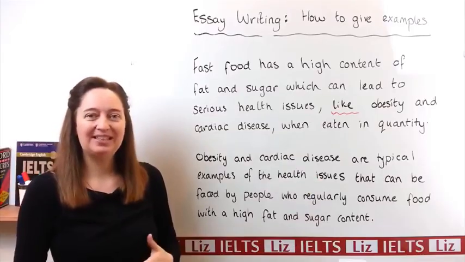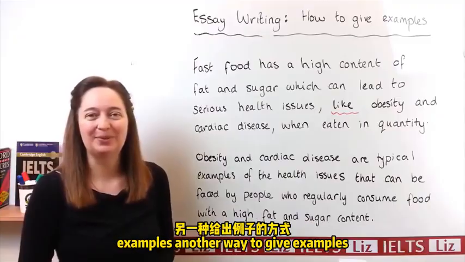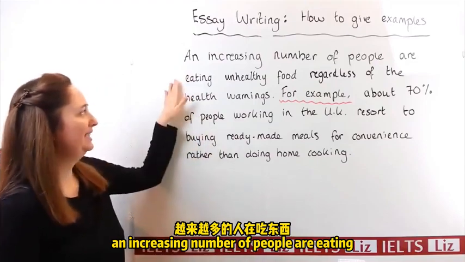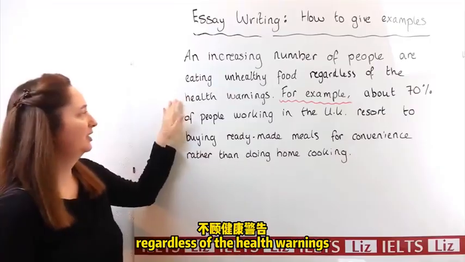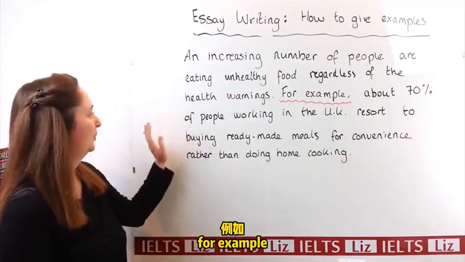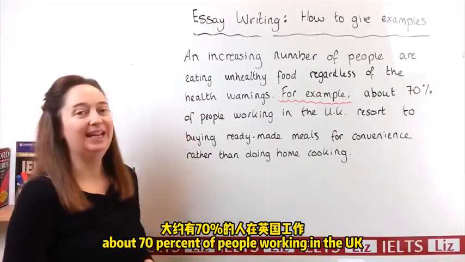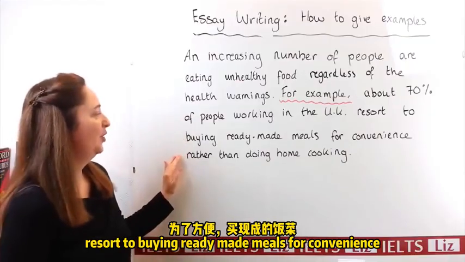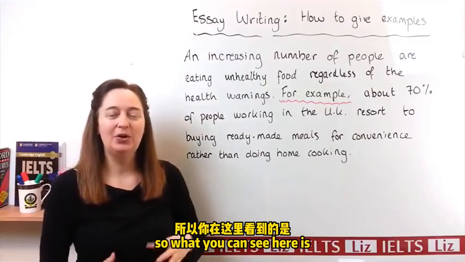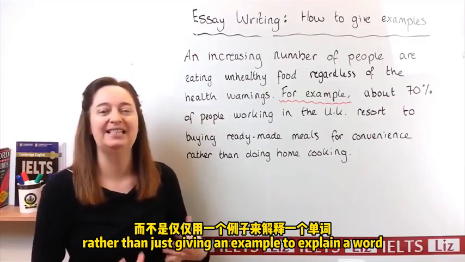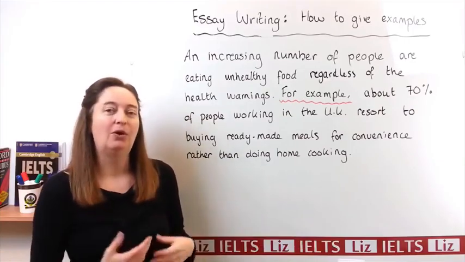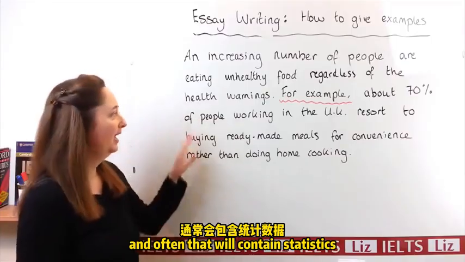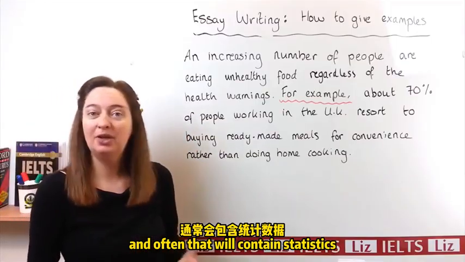Now let's have a look at some more ways that we can give examples. Another way to give examples. An increasing number of people are eating unhealthy food, regardless of the health warnings. For example, about 70% of people working in the UK resort to buying ready-made meals for convenience rather than doing home cooking. So what you can see here is rather than just giving an example to explain a word, what we're actually doing is giving a whole sentence as an example. And often that will contain statistics, but not always, it doesn't need to.